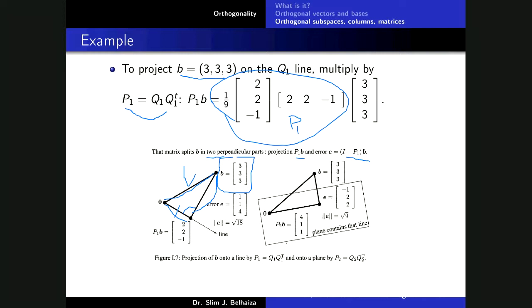So this is just a summary of the first part of section 1.5. The most important ideas are here. Now, do you guys have any question?